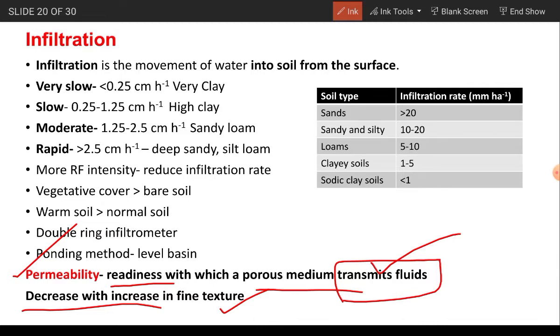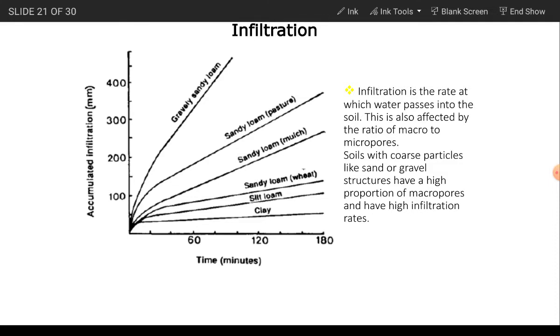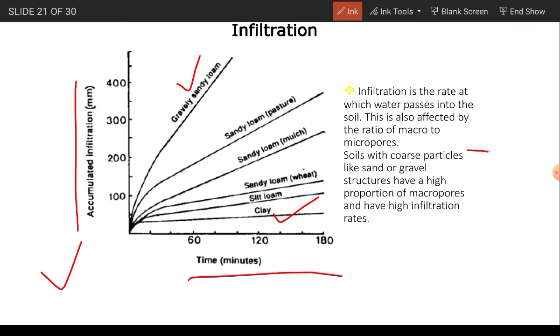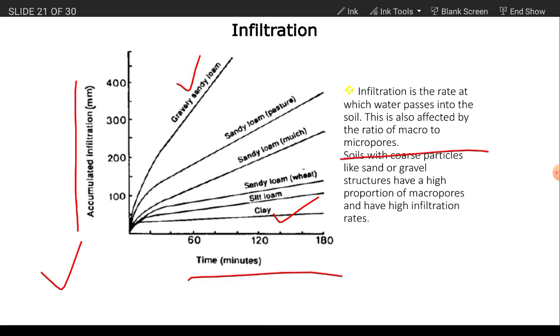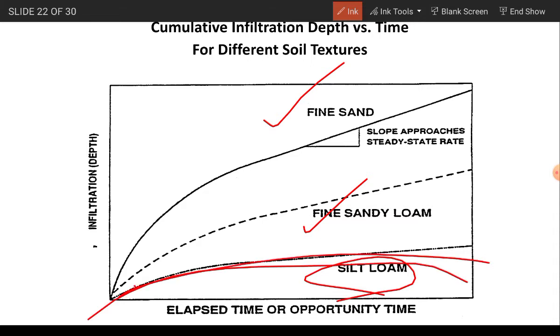This is the graph you can see here. How the sandy soil behaves, how the clay soil behaves, and this is the accumulated infiltration versus time graph. This is the same thing for fine sand, fine sandy loam and silty loam, and how the graph goes. Percolation I have discussed in the terminology classes.